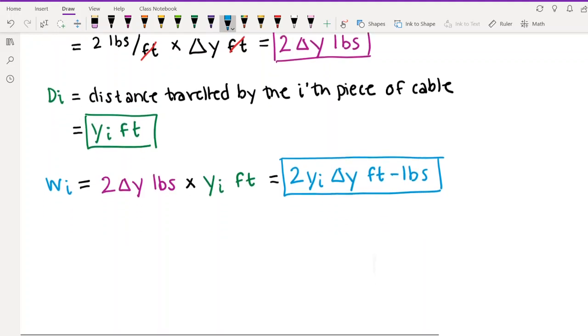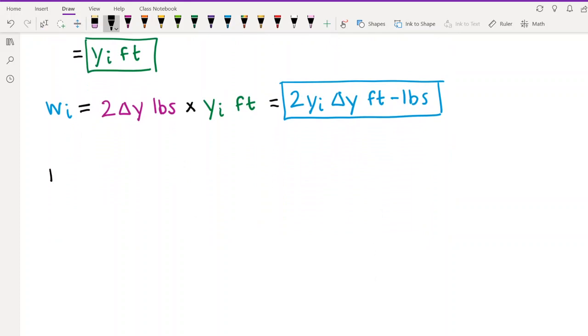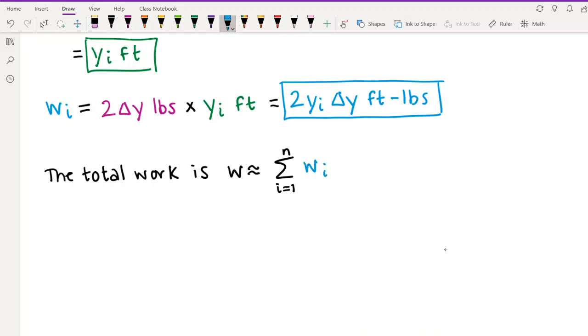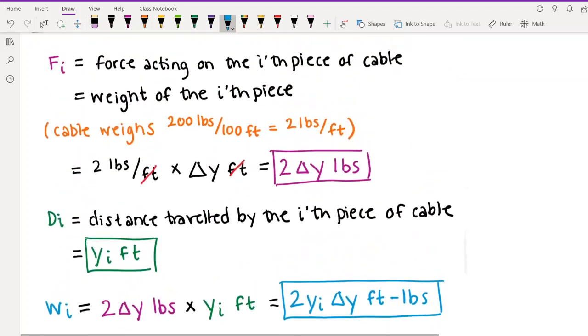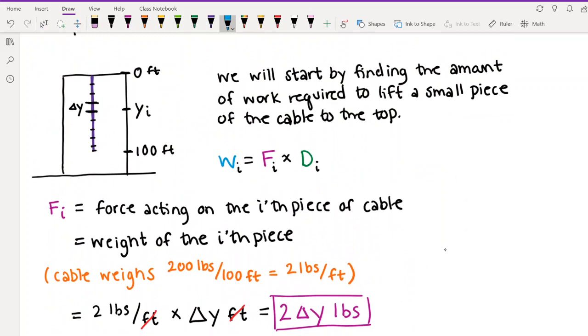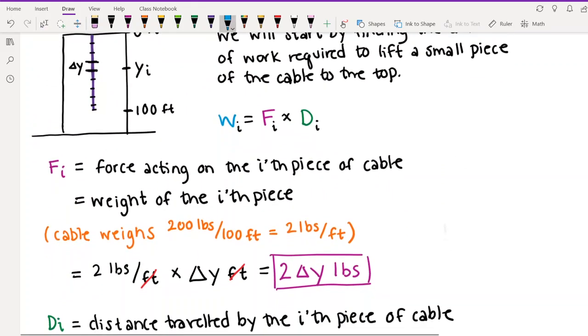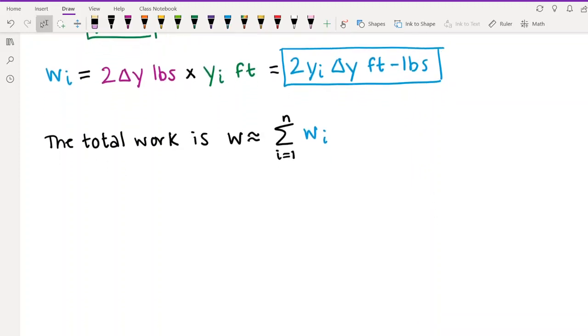So how are we going to get the total work? So the total work done or required can be approximated by, let me write it like this, W is approximately equal to the sum from 1 to n of Wi. Because Wi represents the work required for one little slice of this, right? And so if you add up all the work required for those slices, that will give you the total amount of work. Another way of writing this would be the sum from 1 to n of what we just found above, 2 times yi times delta y.